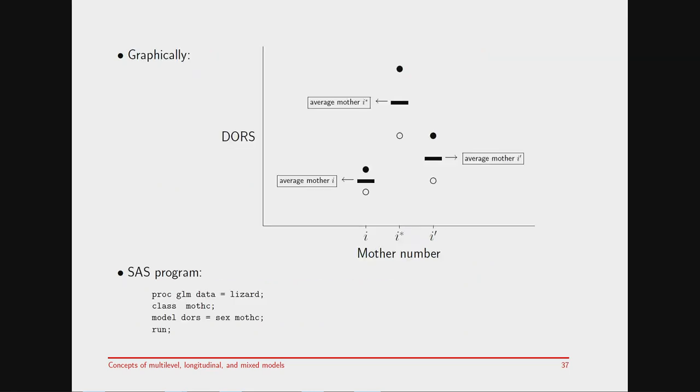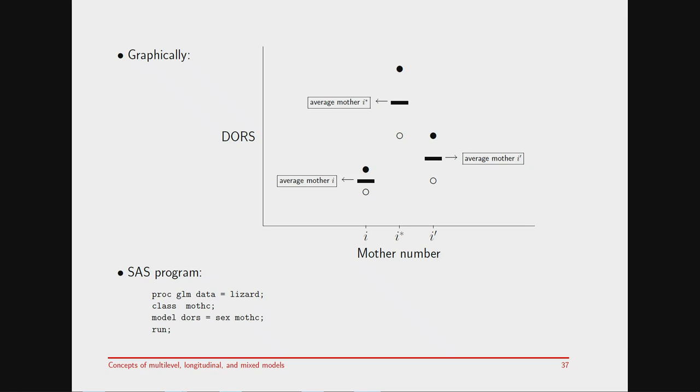So what does that model basically assume? You assume that each mother has her own average. So mother i star, mother i prime, they all have their own average, and then the children are distributed around the mother-specific average. More specifically, you have an average for the sons and an average for the daughters, and around that average, you still have your individual observations, which are not shown in this plot here. That's basically what the model is assuming.